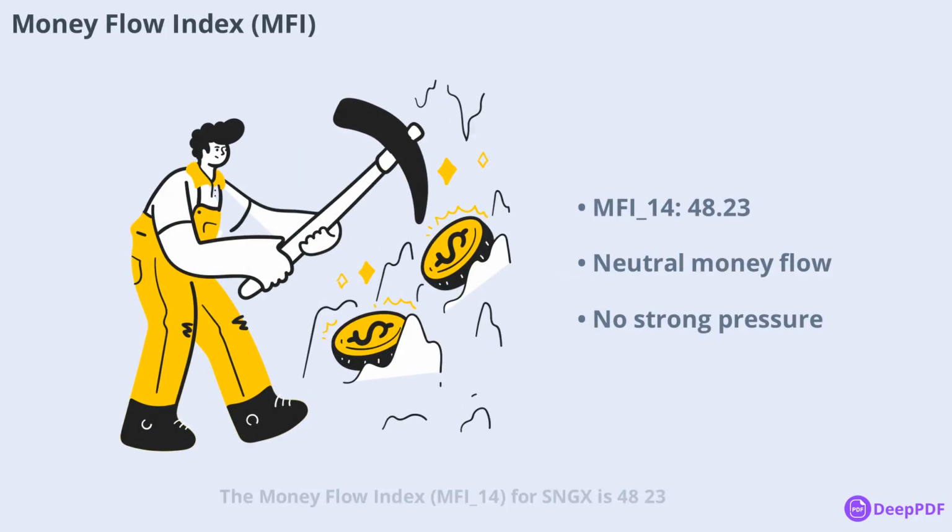The Money Flow Index, MFI14, for SNGX is 48.23, which is close to the neutral 50 level. This suggests that there is no strong buying or selling pressure at the moment. The MFI combines price and volume data to assess the strength of money flowing in and out of the stock, providing another layer of insight into market sentiment.